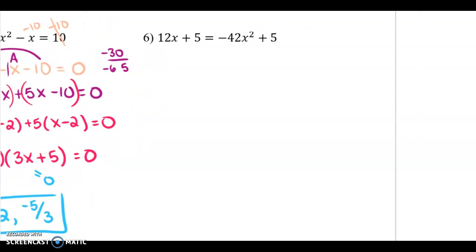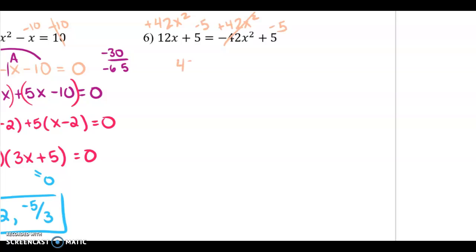All right, we've got this one over here, so I'm not actually going to move anything to the right-hand side because notice how my leading coefficient is negative, so I'm actually going to move all of this to the left-hand side, so that way my leading coefficient will be positive. So that's good, and then minus the 5, minus the 5.